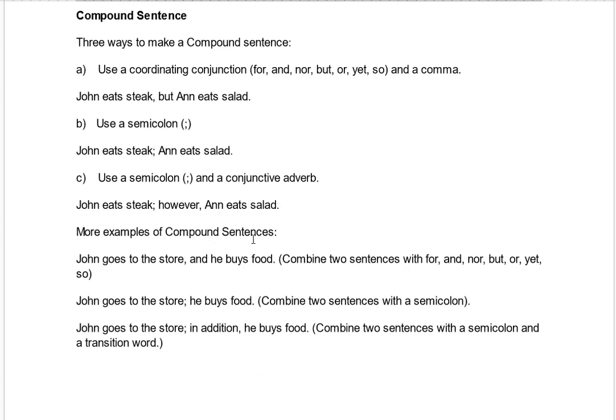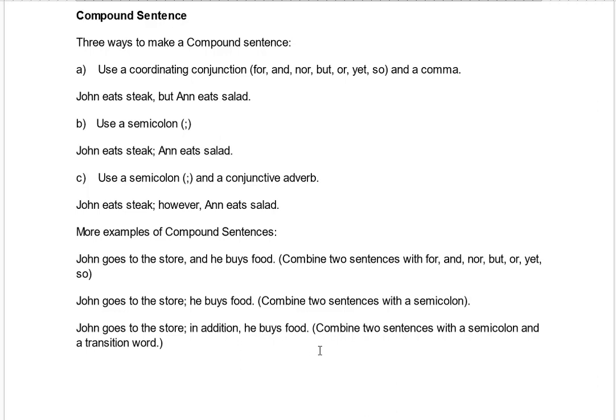More examples of compound sentences. John goes to the store, comma, and he buys food. So when you have a compound sentence, you combine 2 sentences with for, and, nor, but, or, so, yet. John goes to the store, semicolon, he buys food. So combine 2 sentences with a semicolon. John goes to the store, semicolon, and then you have a conjunctive adverb and a comma, he buys food.